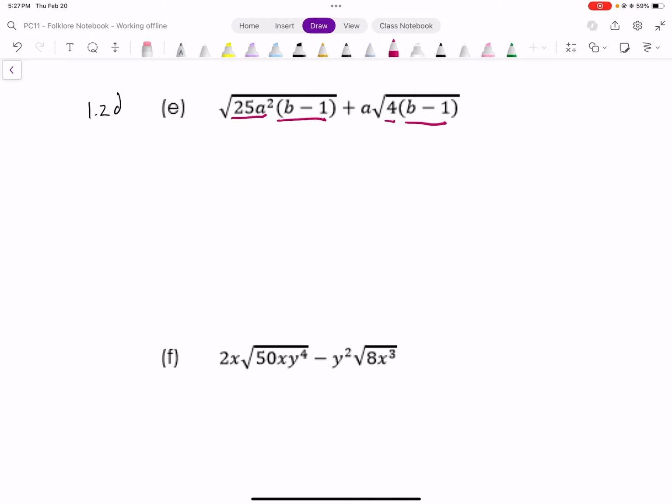It's just a factor. However, maybe I'm going to ask if my coefficients 25a squared and 4 can be thought of as perfect squares. And indeed they can. 25a squared is a perfect square, and 4 is a perfect square. So what I'm going to do is I'm just going to simply decompose my radical in the following way.